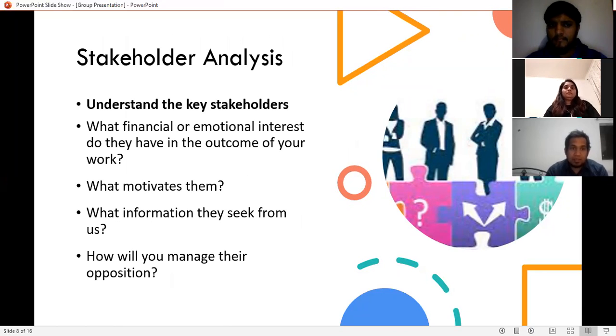The next slide describes how to understand the key stakeholders. Here, we must think carefully about what financial or emotional interest they have in the outcome of our project. The next question that should come to mind is what motivates them and what information they seek from us. The first stage of analysis identifies the key stakeholders. The next step is to prioritize them according to power and interest. The last step is what motivates your stakeholders and how to win them around.